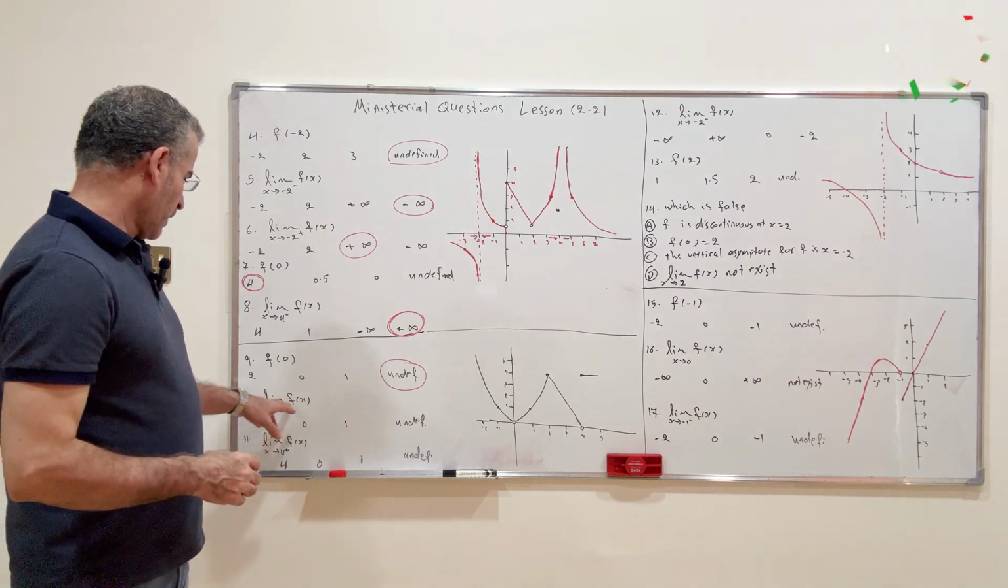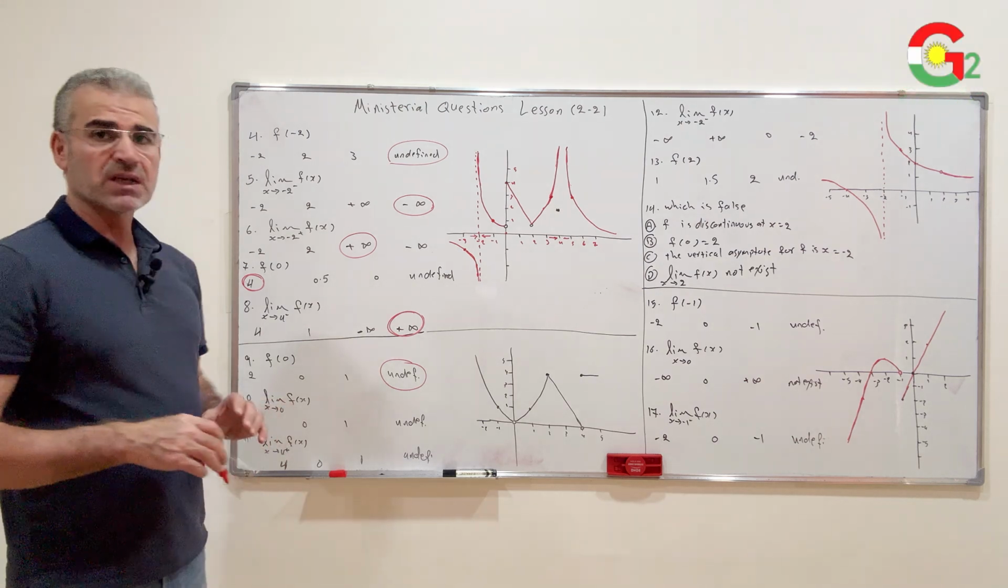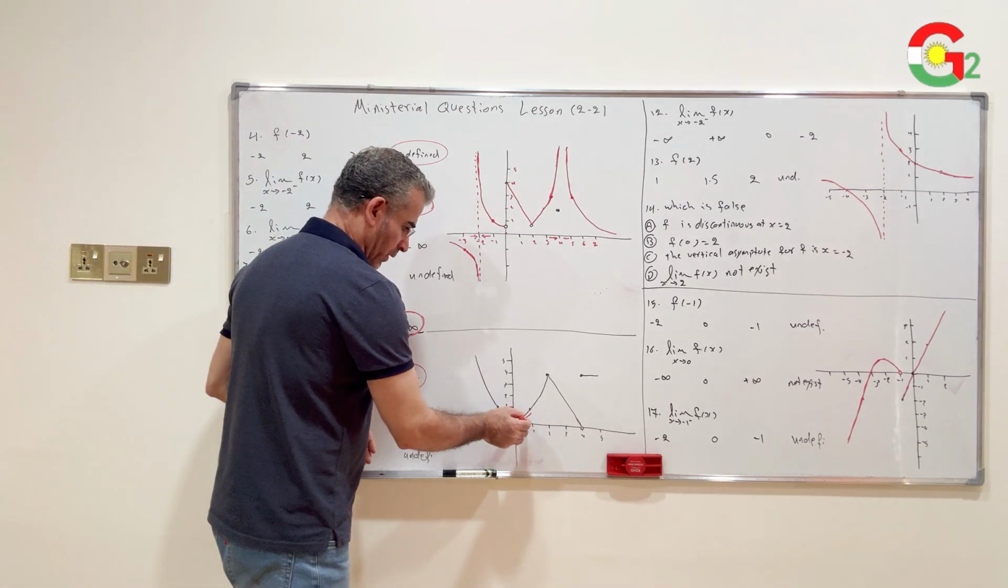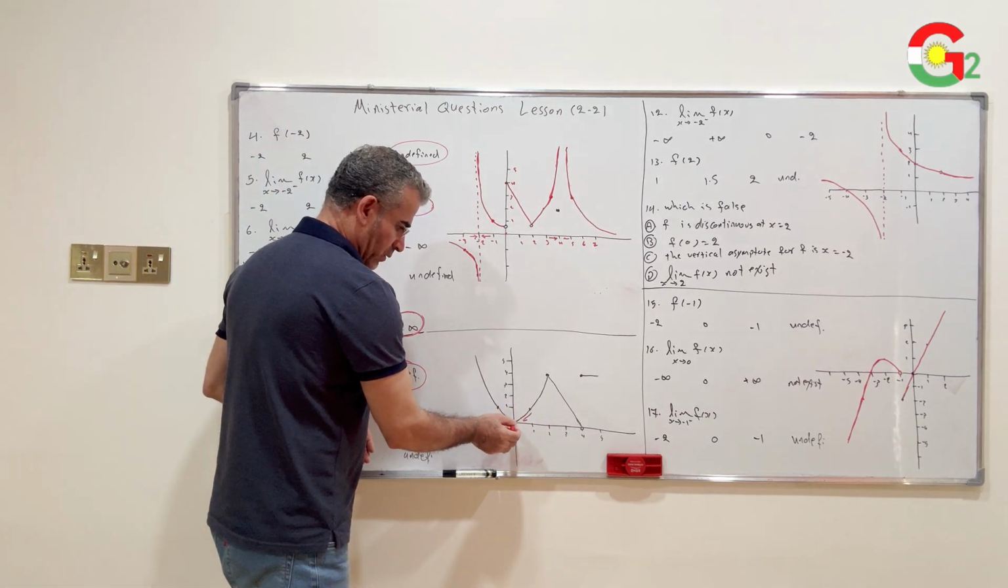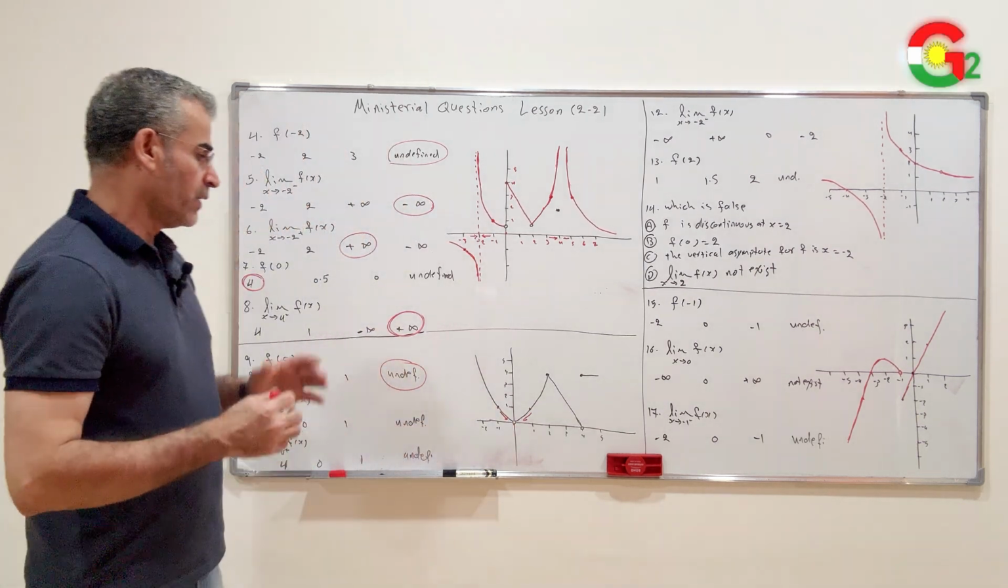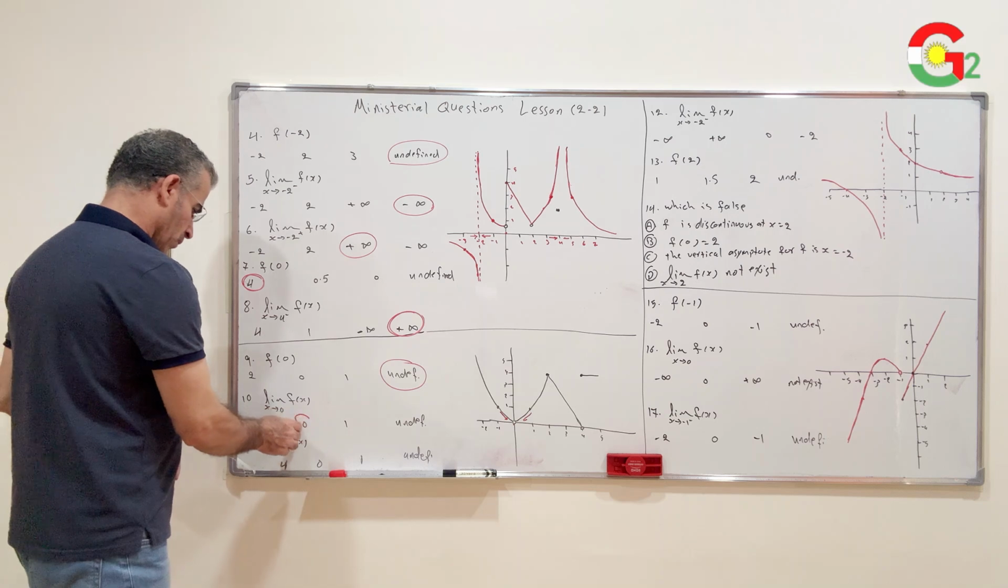Question number 10. Limit for f of x when x approaches 0. When x approaches 0 from right, f of x goes to 0, and from left also f of x goes to 0. Then the limit is 0.